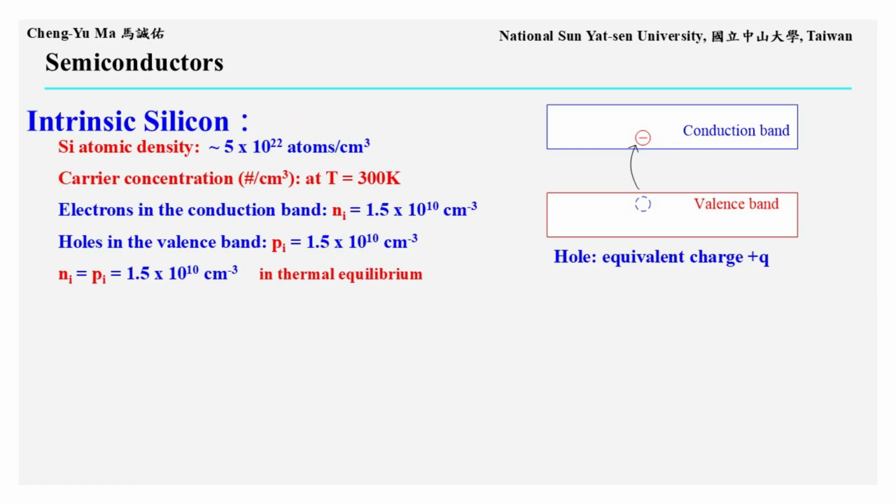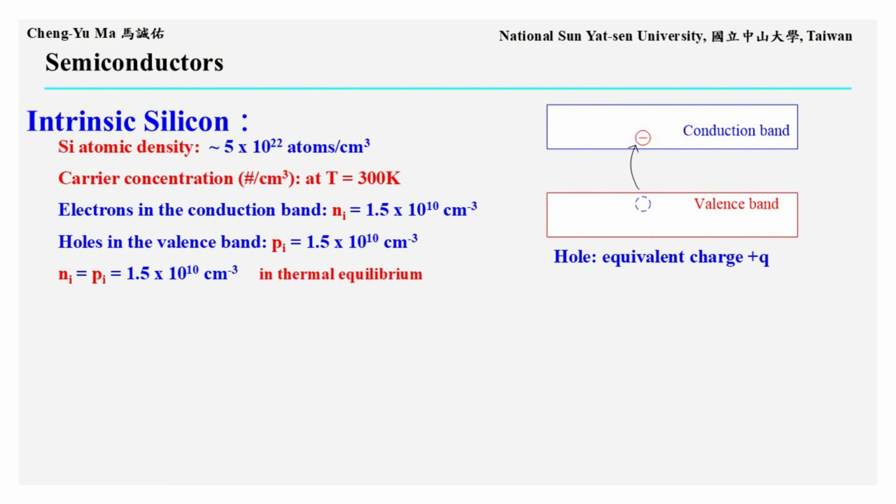For intrinsic silicon, the atomic density is about 5 times 10 to the 22nd silicon atoms per cubic centimeter. At room temperature, T equals 300 Kelvin, only a very small number of valence electrons can absorb thermal energy from the environment and transition to the conduction band to become conduction electrons. The concentration is about 1.5 times 10 to the 10th conduction electrons per cubic centimeter. For an intrinsic semiconductor, every time one valence electron transitions out, one hole must be generated.